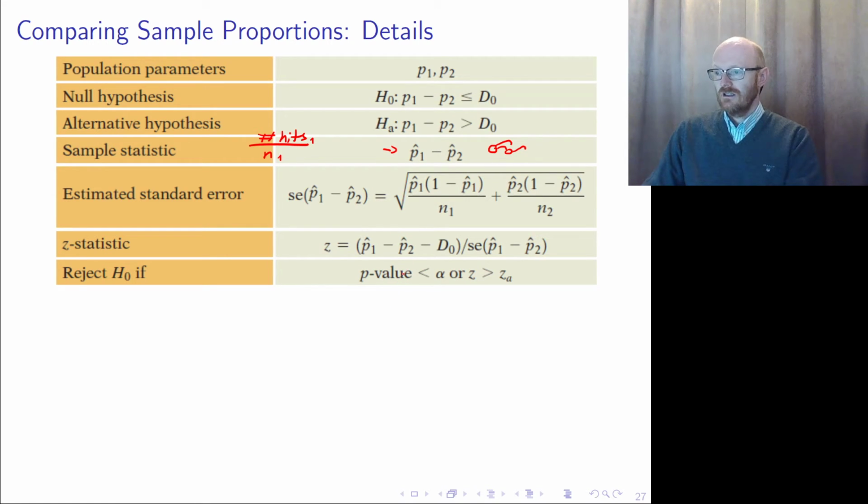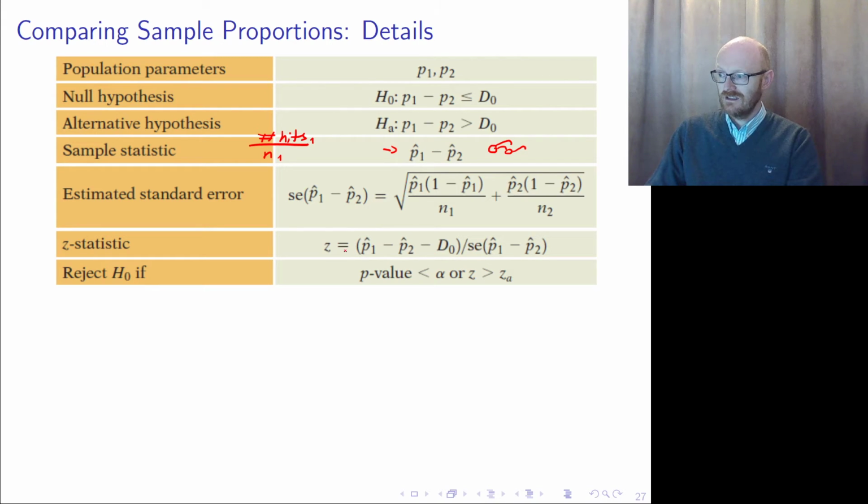And you reject the H naught of no difference if the p-value is less than the significance level, or if the z statistic is greater than the critical value. And remember that the z statistic just measures this difference in proportions as measured in number of standard deviations.